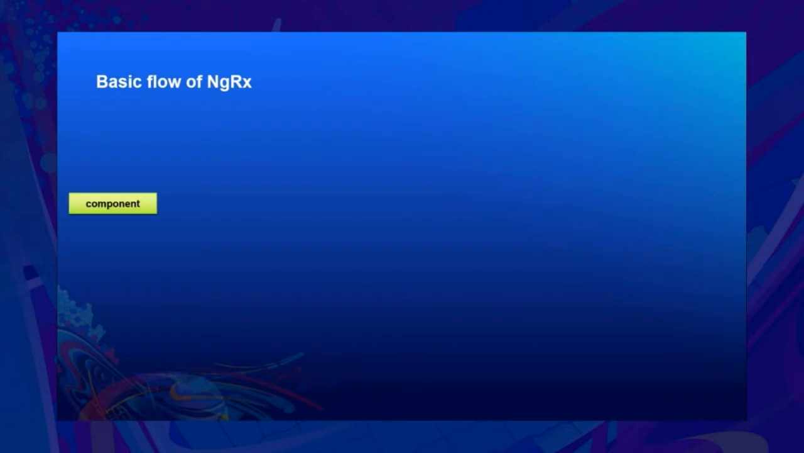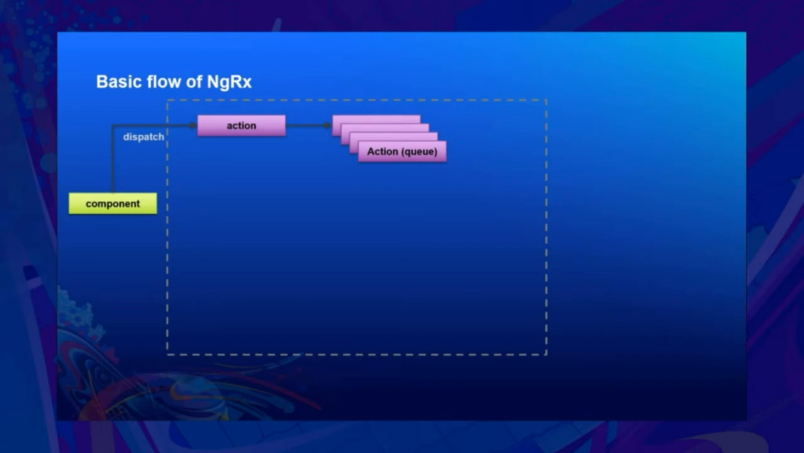The typical pattern starts with the component. The component will dispatch an action which gets added to an actions queue. The component simply says, hey, I need something. It does not care how that something gets done or who does the work.